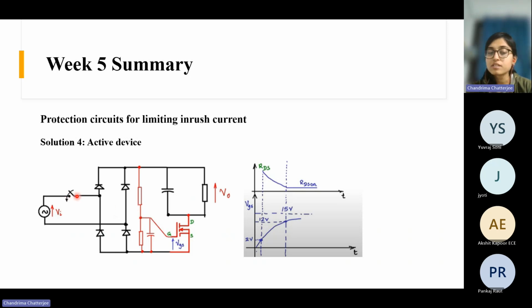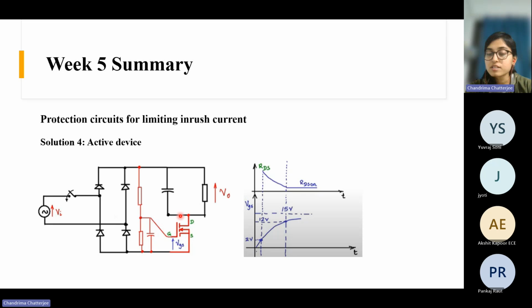Suppose in the first cycle, some voltage comes here after rectification. If there is a small amount of voltage, due to this resistive divider circuit some voltage will come here and some voltage will be given to the gate circuit. So the gate to source voltage starts rising like this. Initially the voltage is very small, and gradually it increases. As this voltage increases, the voltage across this capacitor also increases, right?